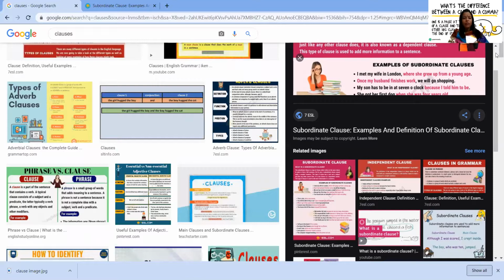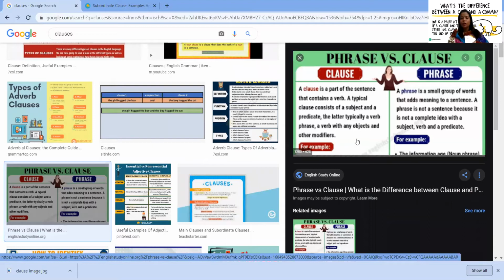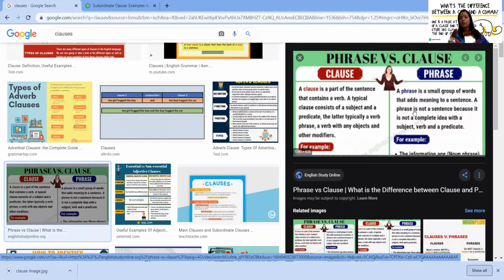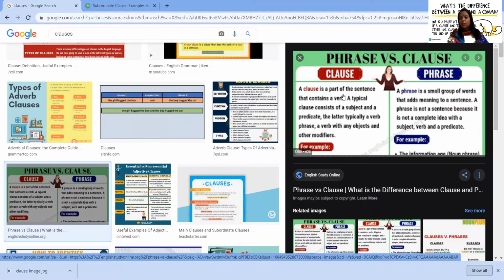Yeah, this is one thing which I wanted to share a long time back. I want you all to just write it somewhere: the difference between a clause and a phrase. A clause is a part of the sentence that contains a verb. A typical clause consists of a subject and a predicate, the latter typically a verb phrase, a verb with any objects and other modifiers. This is a clause.